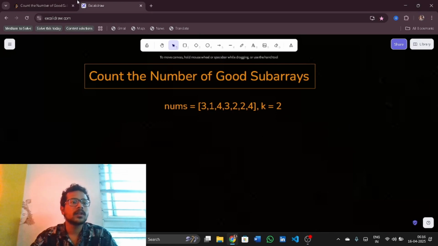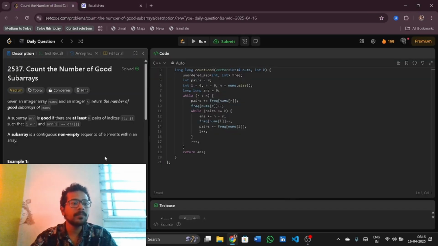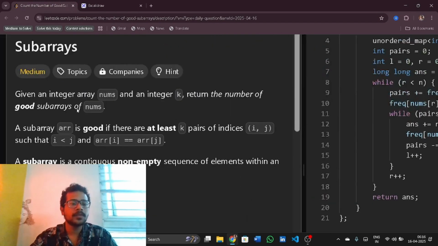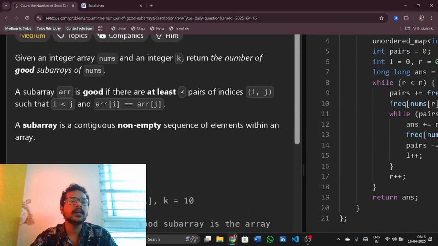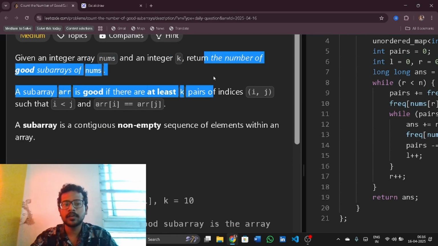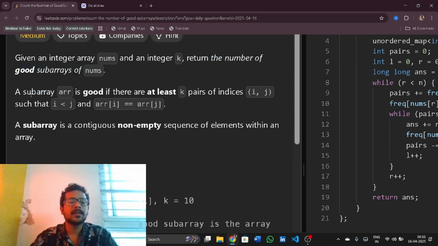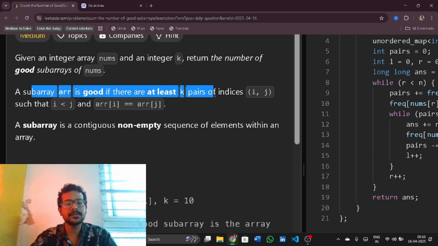Hello everyone. Let us now discuss how we can solve this problem: count the number of good subarrays. The question description is something like: given a nums array and an integer k, return the number of good subarrays of nums. Now a subarray is good if there are at least k pairs.